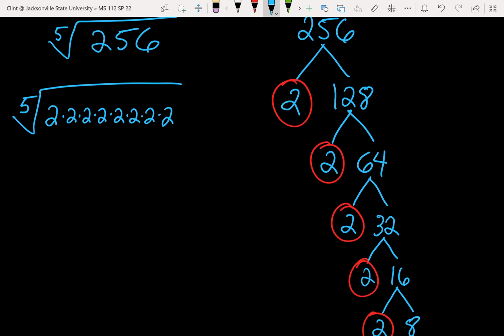And we need 5 of them to be able to bring one out because our index is 5. So, oh, let me get a different color here. So 1, 2, 3, 4, 5. We only have 3 left over, so that's not enough to bring out. We would do 5th root of 2 times 2 is 4. 4 times 2 is 8.